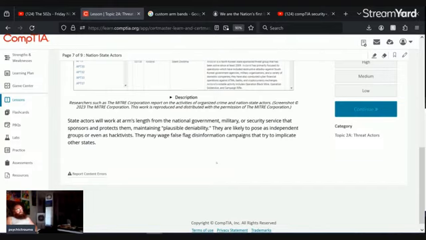and protect them, maintaining plausible deniability. They are likely to pose as independent groups or even as hacktivists. They may wage false flag disinformation campaigns that try to implicate other states.